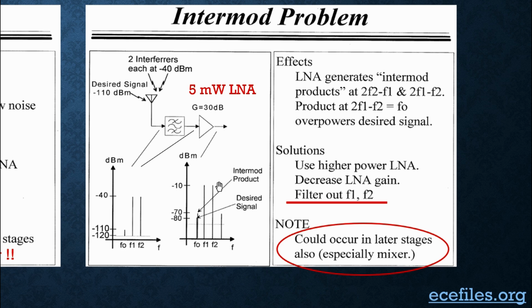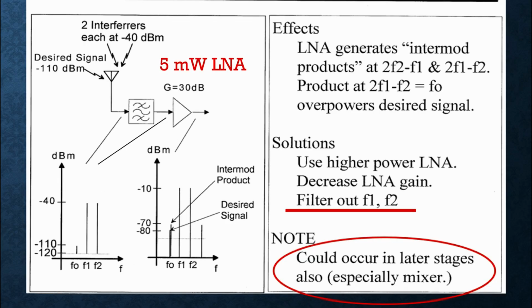However, a new problem rears its ugly head because there are 2 or more, but usually we just look at 2 at a time, just makes the discussion easier. So there are 2 interferers at minus 10 dBm. They are at frequencies F1 and F2. And meanwhile, our desired signal is at frequency F0. But now, at the output of the low noise amplifier, we have 2 more signals, and we call them Intermod products. One is here, and it's labeled minus 70 dBm. There's another one up here.